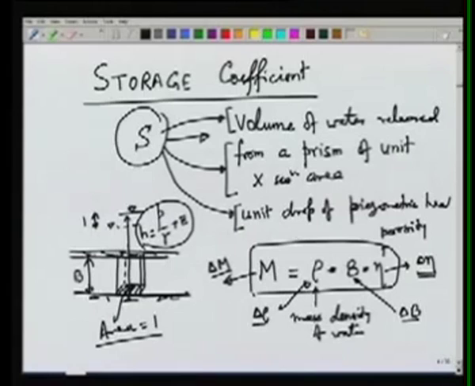So all these three parameters change, and their net effect will cause some change in mass delta M. So our aim is to find out this delta M, because then we can relate the storage coefficient S with delta M. So let's look at how to find out this delta M for certain change in pressure or the piezometric head H.